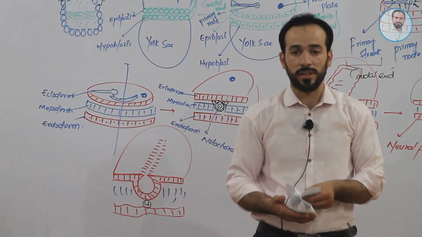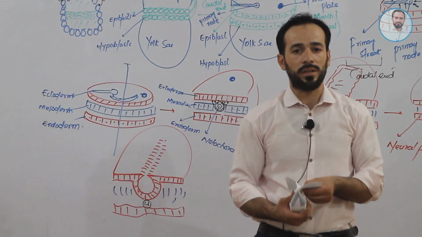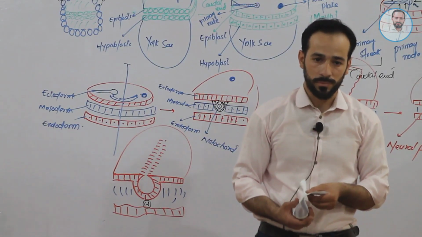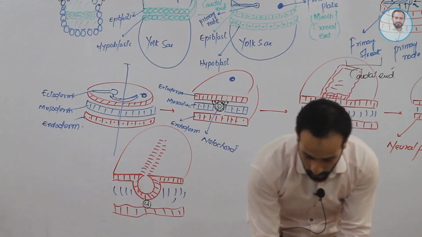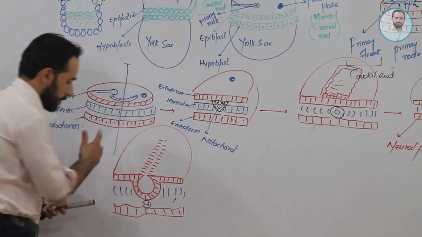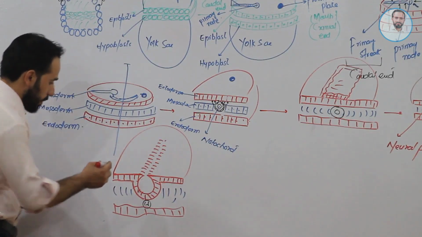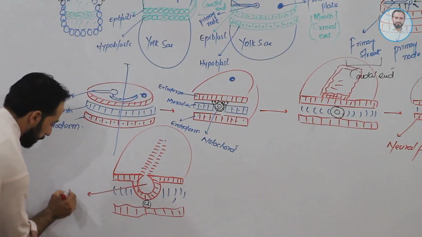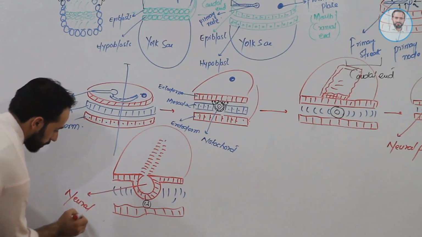This tube-like structure has developed, and this tube is called the neural tube, right? So we have developed our neural tube. From this neural tube we will develop our nervous system. So this tube is now called the neural tube.